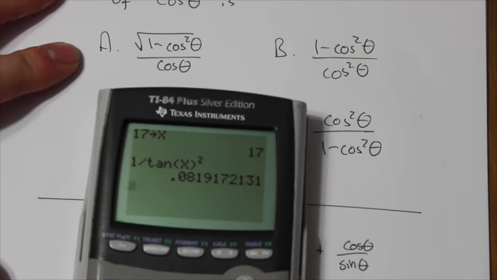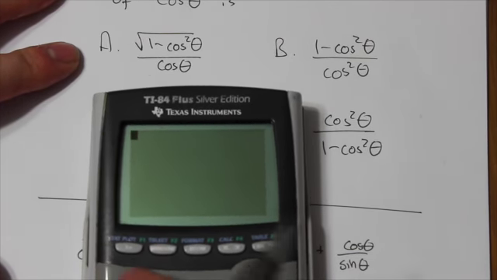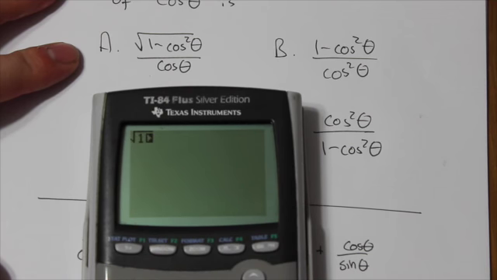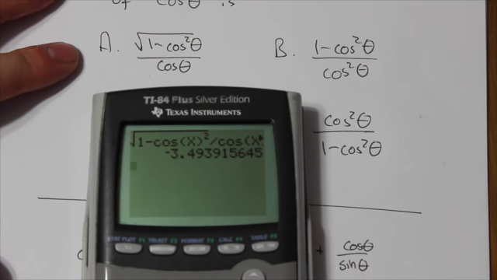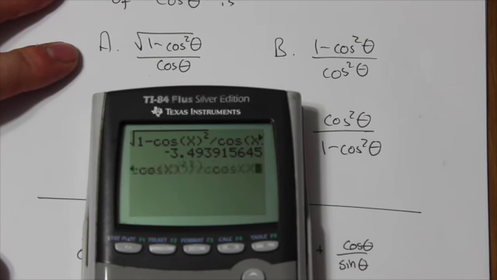So I do A. So I'll clear that out here. I know what it's supposed to be. So the square root of 1 minus the cosine of X, close bracket, squared. Now I'm going to make sure that I get out of the radical there, divided by cosine of X. Well, that didn't equal the same thing, so I move on to B. This time I'll put brackets around it. 1 minus the cosine of X, close brackets, squared. Close the brackets, divided by the cosine of X squared.